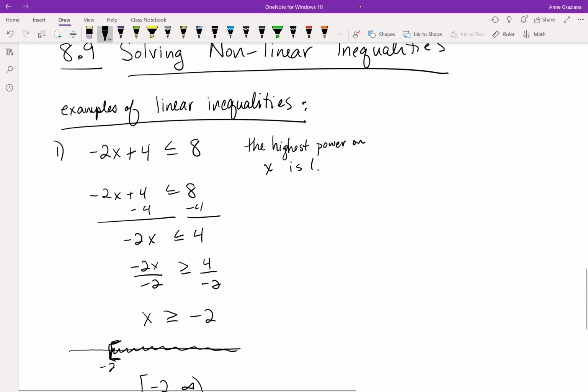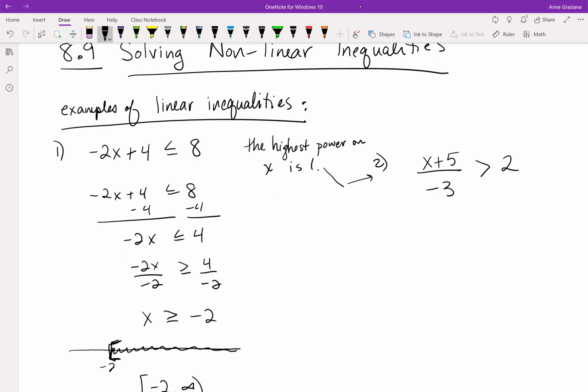Another example is if I had something like this: x plus 5 over negative 3 is greater than, say, 2. Okay, now this is a fraction, but where is my variable? I want to note.